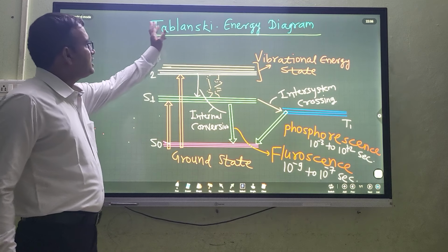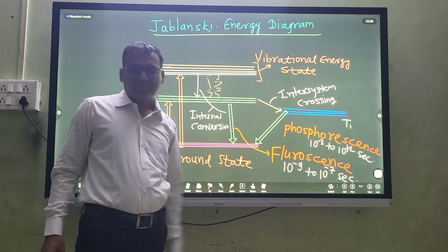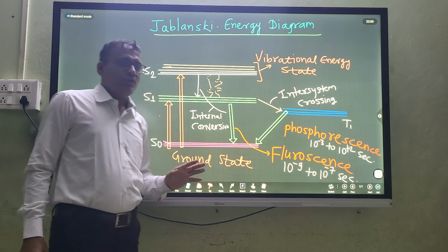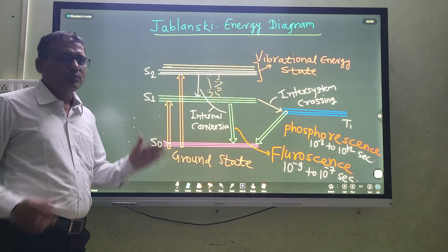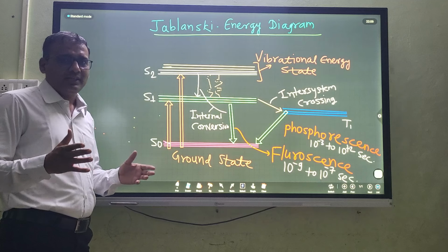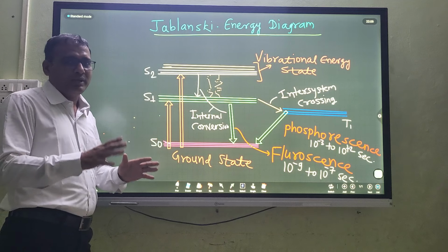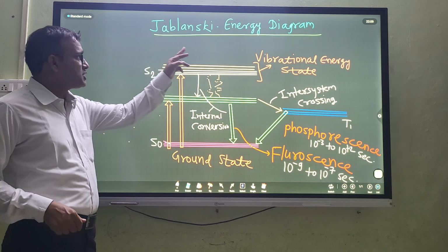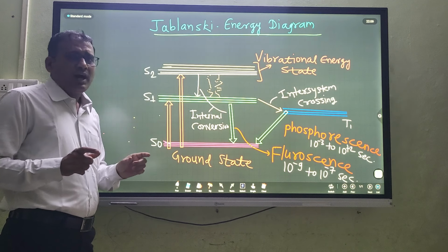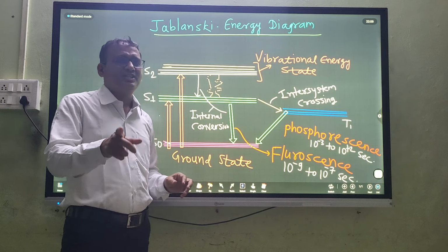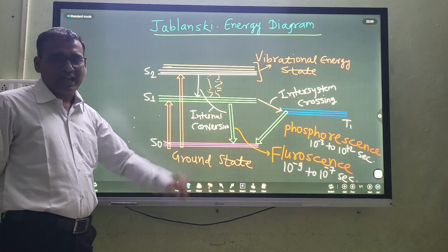Now we can see the Jablonski energy level diagram. This energy level diagram is a very important diagram, which reveals how the molecule absorbs light, goes to the excited state, and re-emits the light. This phenomenon can be explained in the Jablonski energy level diagram. That means the interaction of light with molecules can easily be understood by the Jablonski energy level diagram.